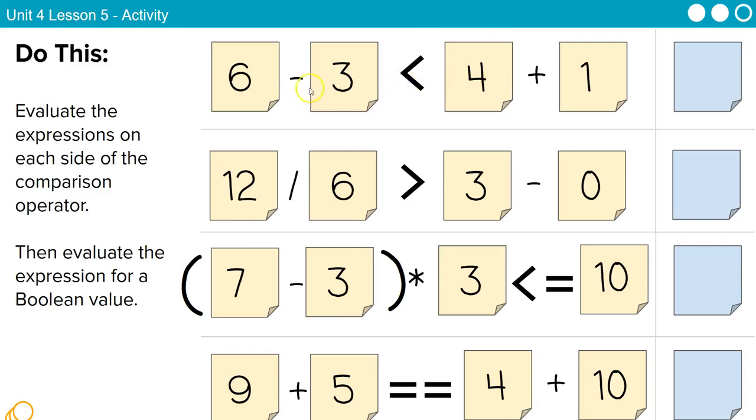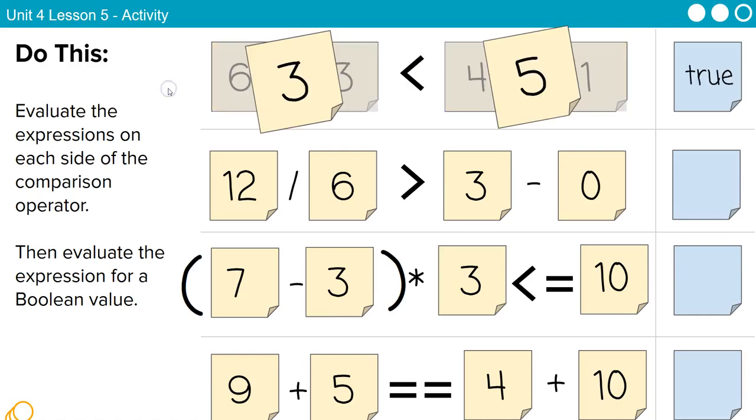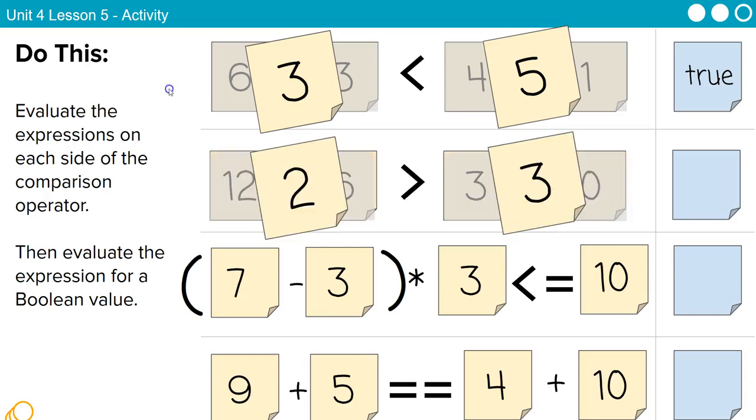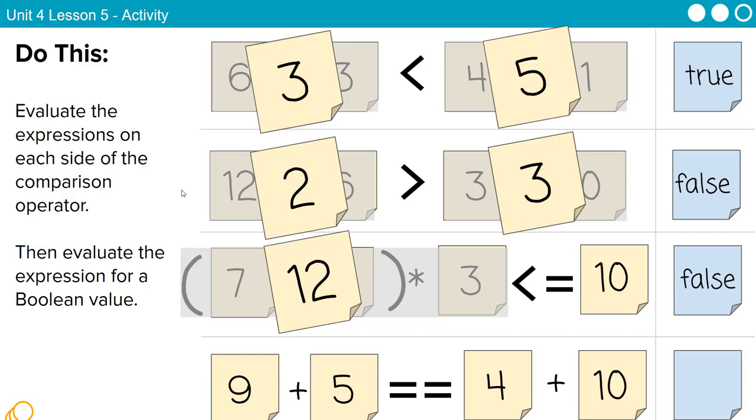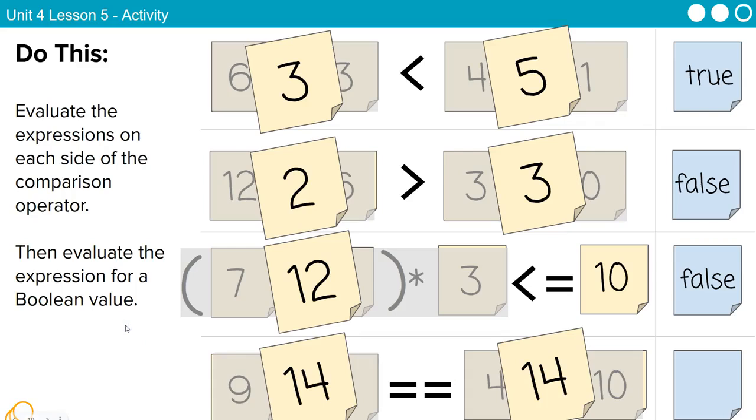These are just some more examples. 6 minus 3 is 3. 4 plus 1 is 5, so is 3 less than 5? That's going to be true. 12 divided by 6, is that greater than 3 minus 0? So we have 2 greater than 3, that is false. Here 7 minus 3 is 4. 4 times 3 is 12. So is 12 less than or equal to 10? That is false. And then this last one, we have 9 plus 5. Is that equal to 4 plus 10? So we have 14 equal to 14. So that would give us true.